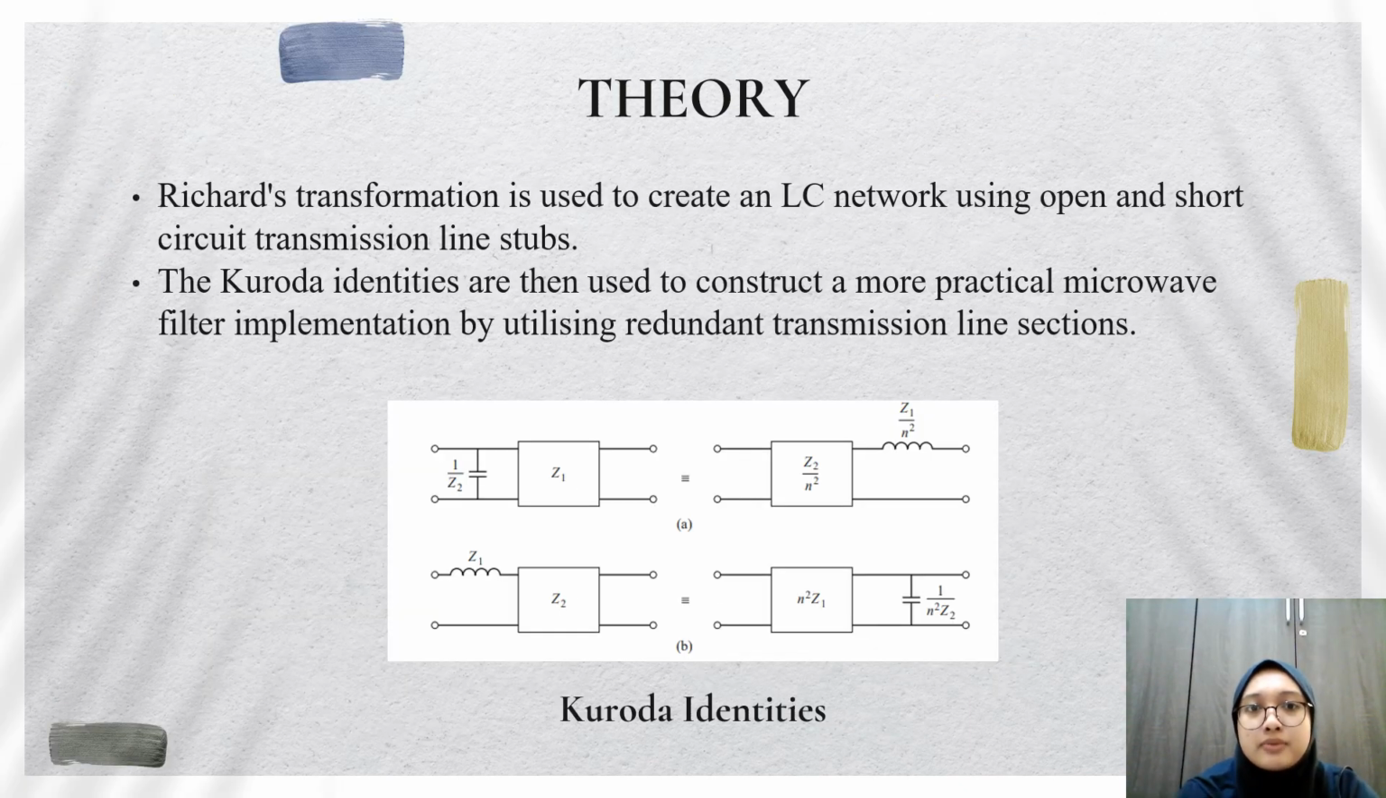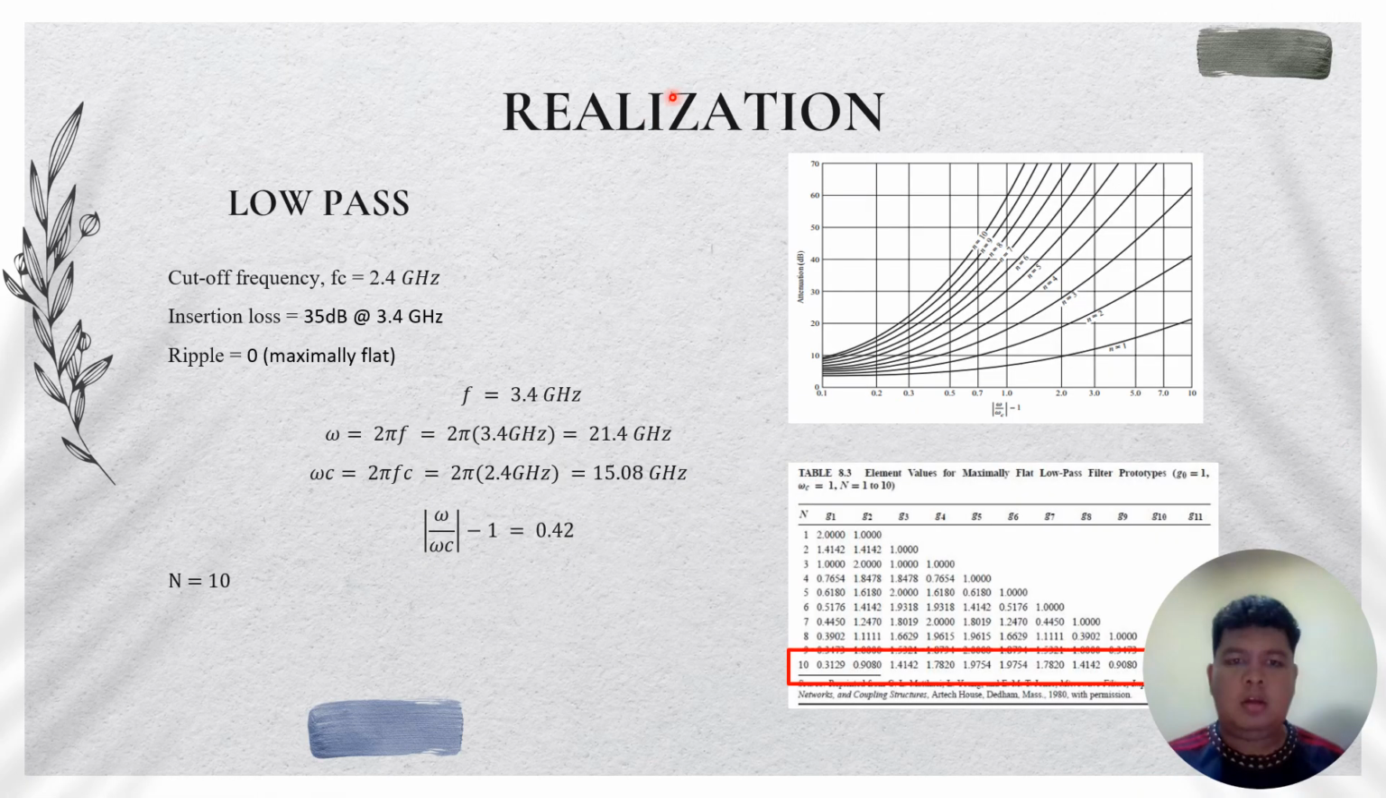Richards transformation is used to create an LC network using open and short circuit transmission line stubs, and then the Kuroda identities are used to construct a more practical microwave filter implementation by utilizing redundant transmission line sections. So these are the Kuroda identities that were implemented in this project assignment. Okay, so this is the low pass filter part.